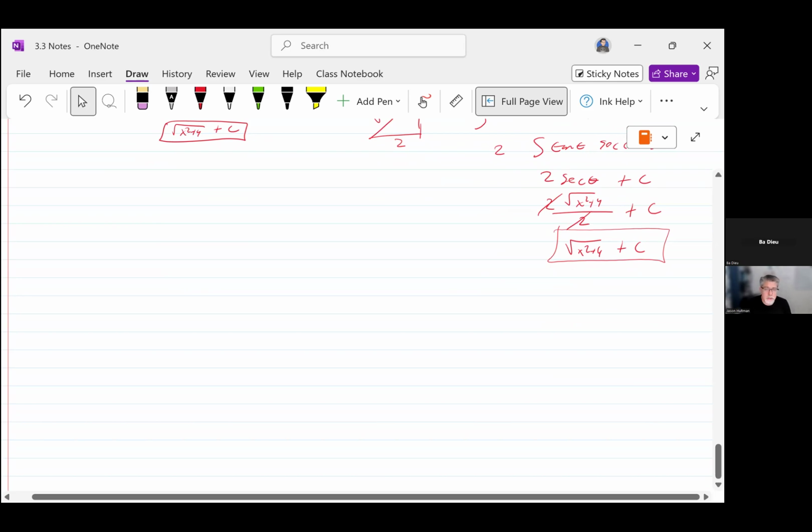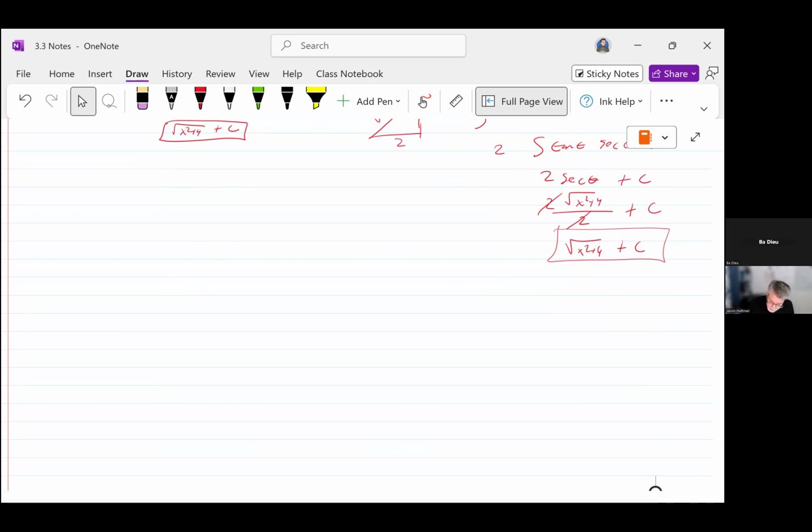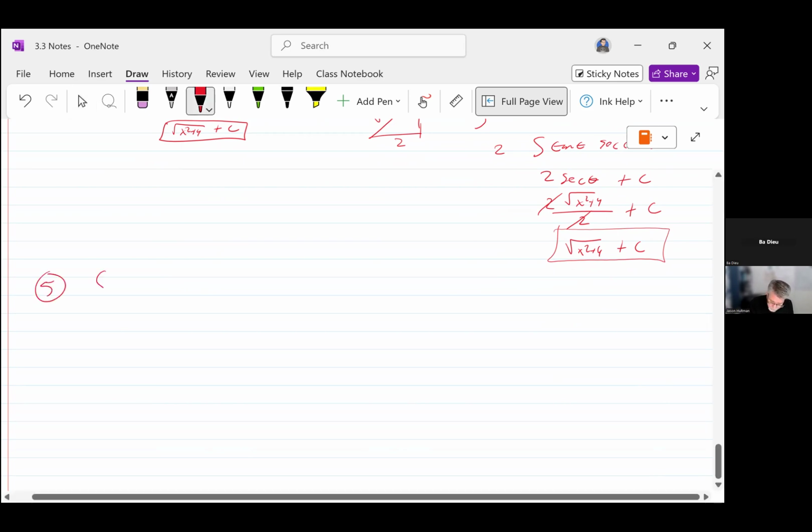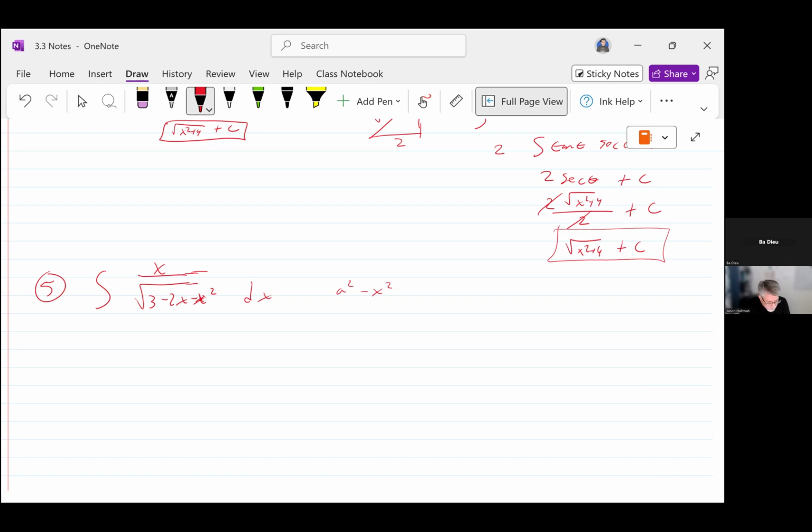Okay, sometimes the denominators aren't nice, and so we have to make them nice. So let's look at number 5 here. We have the integral of x over the square root of 3 minus 2x minus x squared, dx. And so what we need to do in this case is complete the square. We need to get it into something that looks like a squared minus x squared. So I'm going to complete the square on this. This is going to become 3. Let me factor out the negative from those 2 terms there.